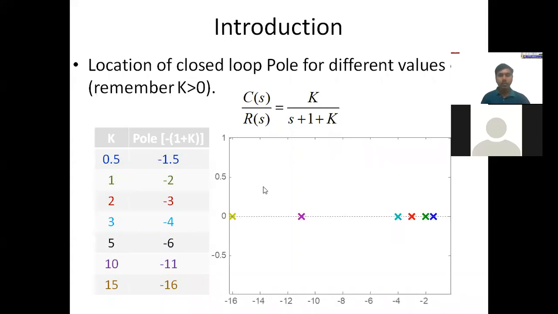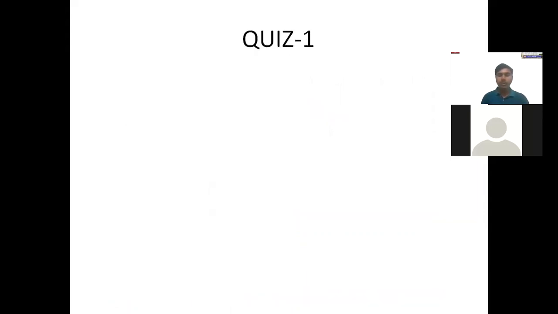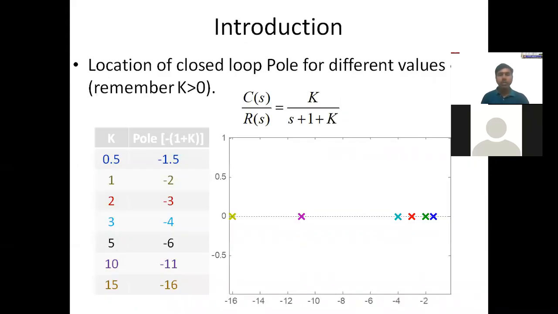If we place these pole values on the S-plane, since all poles are real and negative, all the poles lie on the left side of the S-plane. Therefore, we'll say that for K from 0 to infinity, the pole value is negative only. Therefore, the system is stable for all values of K greater than 0. But this is a simple case. This may not be the case for all systems. So we'll see what the difficulty is for higher order systems.